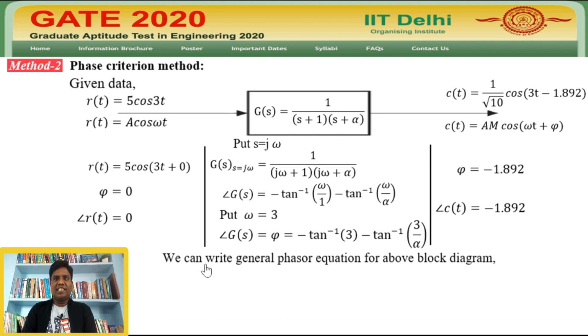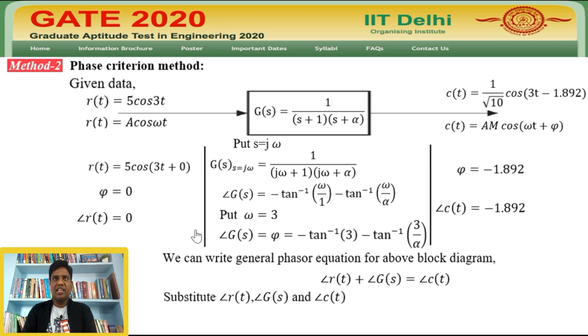Next, now we can write the general phasor equation for the above block diagram: the angle of R of t plus the angle of G of s equal to the angle of C of t. Then substitute the angle of R of t, angle of G of s, and the angle of C of t, the phasor terms from the previous conclusion. Here the angle of R of t is 0, angle of G of s is minus tan inverse of 3 minus tan inverse of 3 by alpha, and the angle of C of t is minus 1.892. After substitution of this, the complete phasor equation is 0 minus tan inverse of 3 minus tan inverse of 3 by alpha equal to minus 1.892.